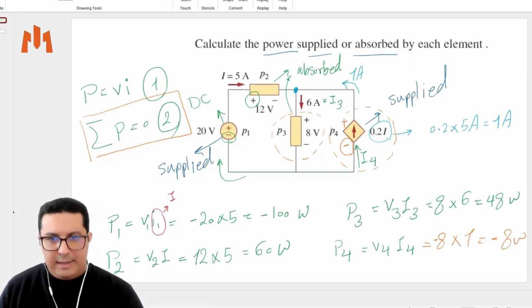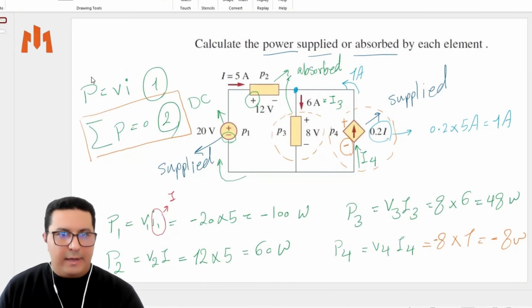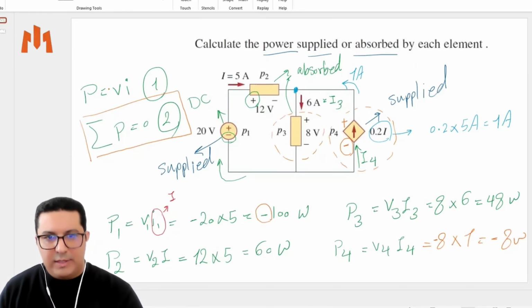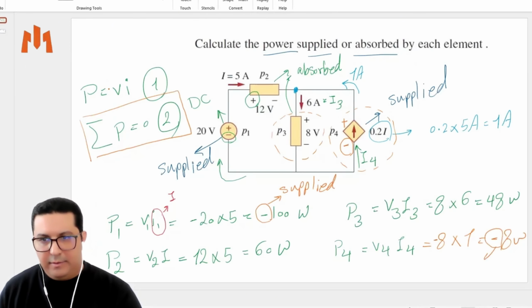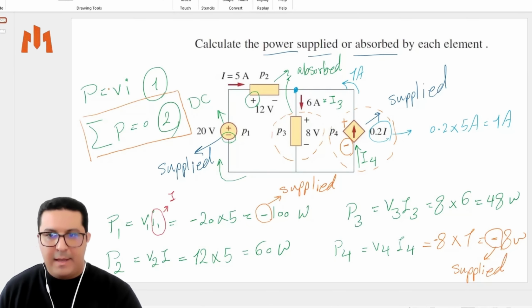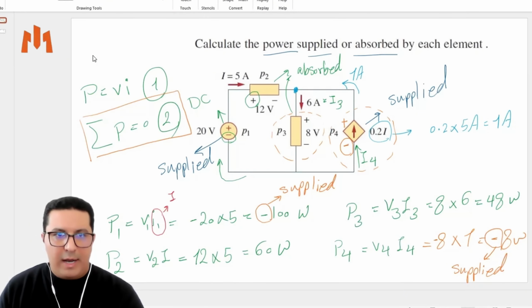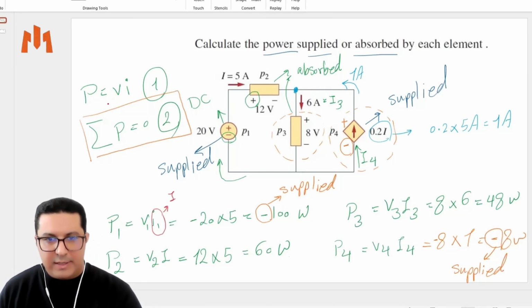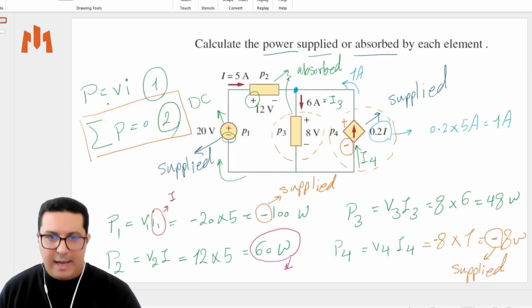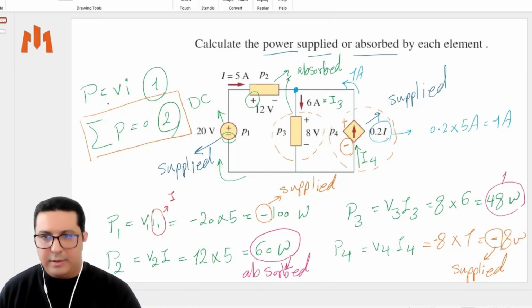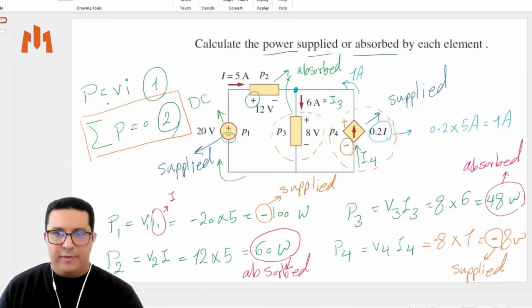And something else. Listen, in this part, you have the negative sign. Negative shows this is supplied. Again, supplied. But for the other parts, they are positive. If this is positive, this is absorbed, this one and this one. So this is the whole story of solving the power supplied and absorbed by each element and totally together.